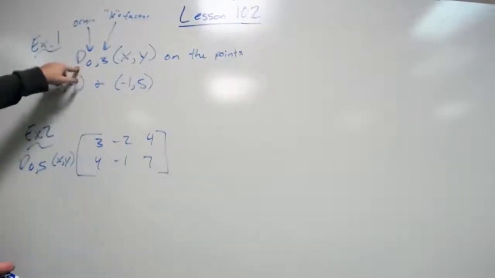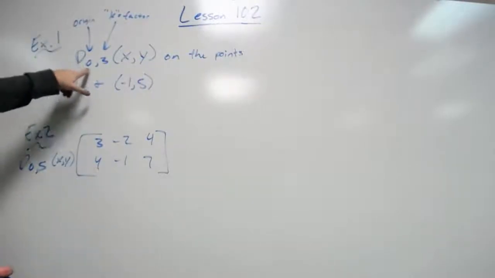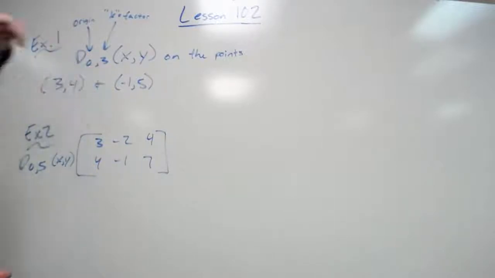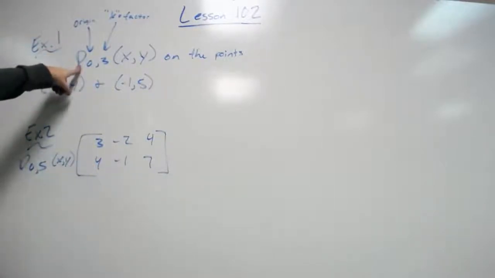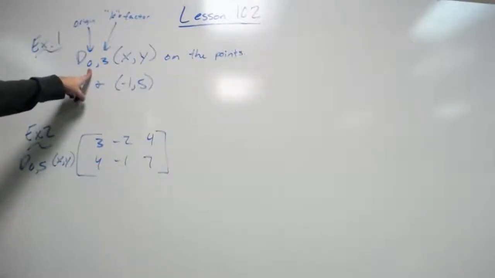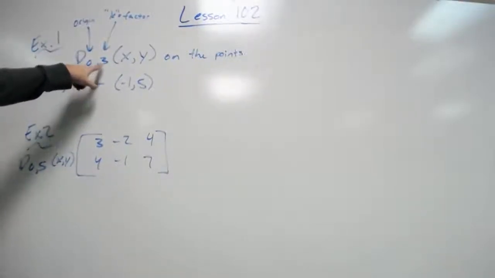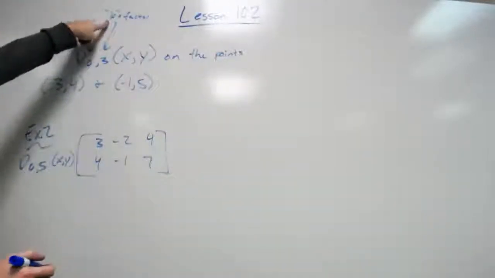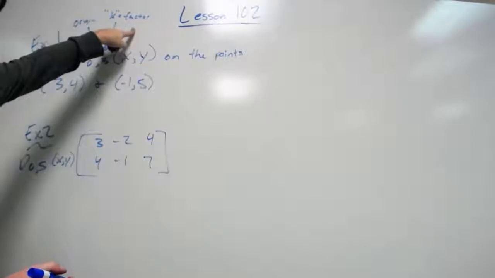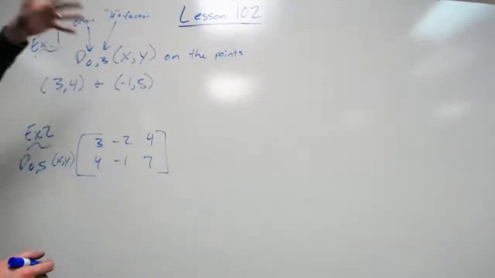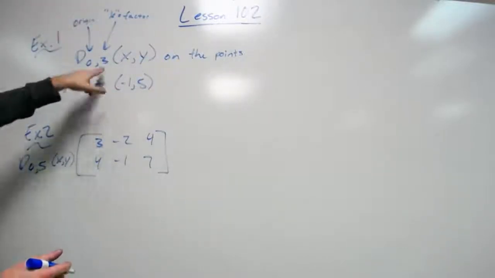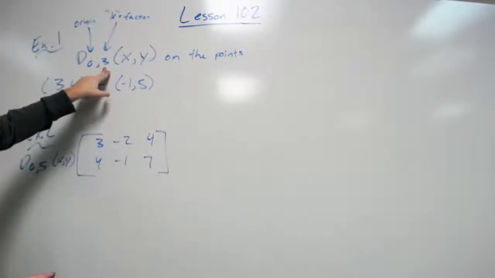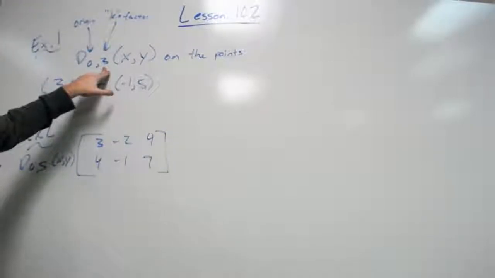Now, if it says something like D_O, 3, D stands for dilation, centered at the origin, O stands for origin. This represents, they call it K, they use the letter K, but what that means is the factor that you are dilating by. So your factor, in this case, is going to be 3, because they plugged in a 3 there. It could be 1/3, it could be 5, it could be 1/2.